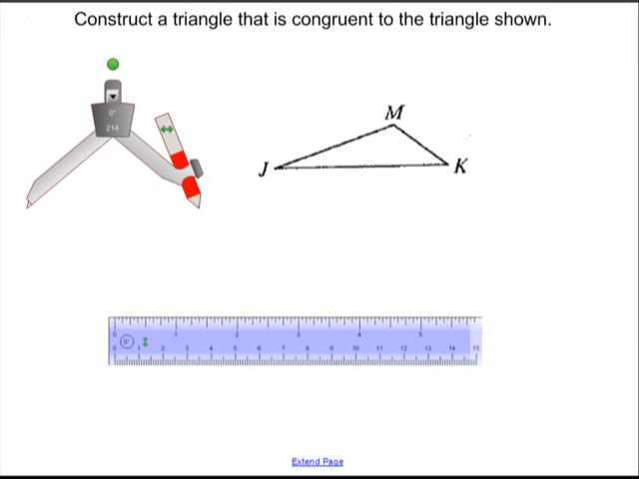Hello everyone, this is Mr. Appel, and today we're going to learn how to construct a triangle that is congruent to a given triangle.